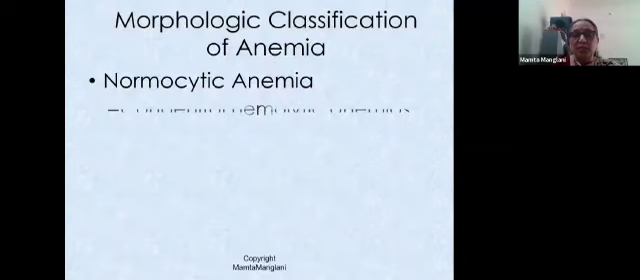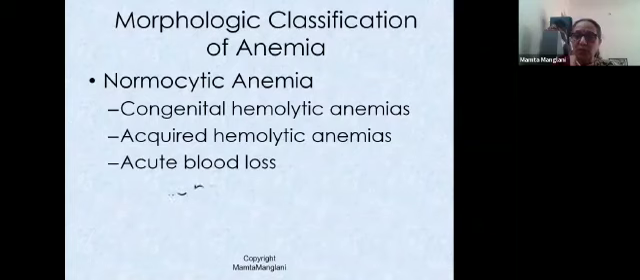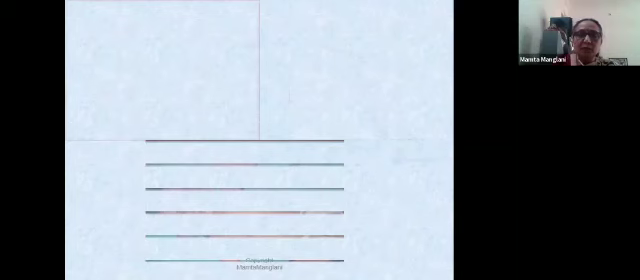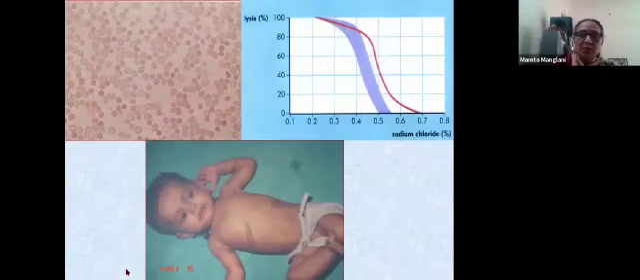Now coming to normocytic anemias, we know again the differentials: congenital hemolytics, acquired hemolytics, acute blood loss, splenic pooling, chronic renal disease. All these conditions will give you a normocytic anemia. Now we'll just take one example of this child who was a young infant at about 12 months. He came to us with a small liver, spleen palpable, and anemia. And he had this peripheral smear showing spherocytes.